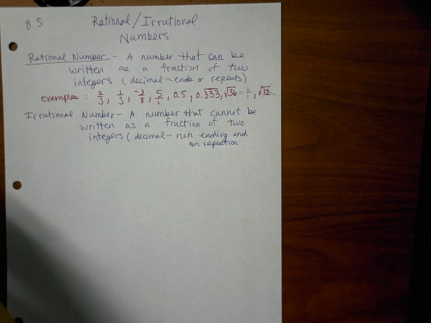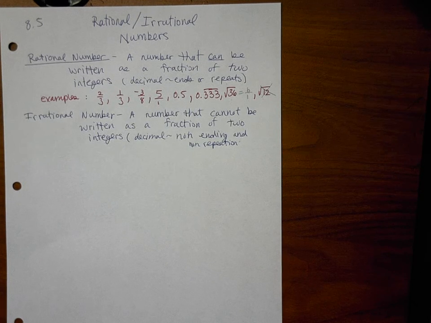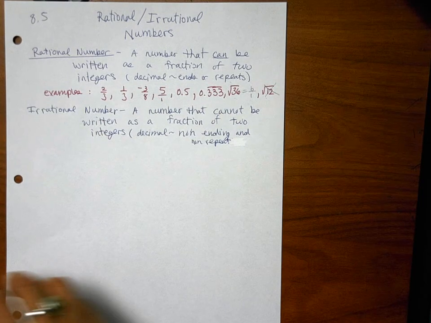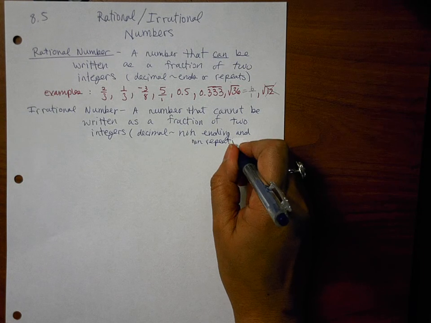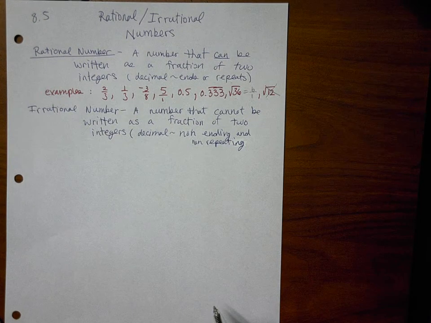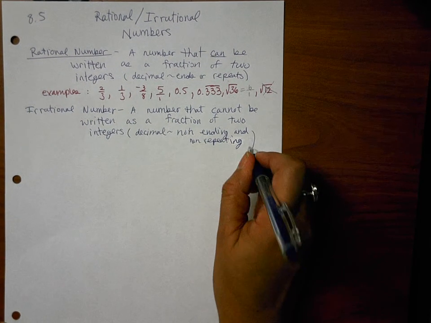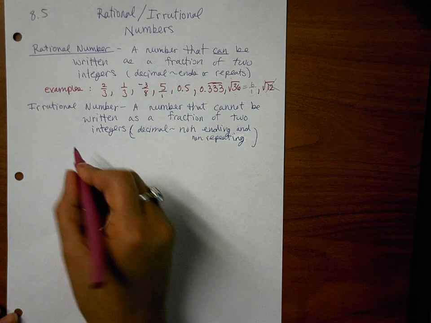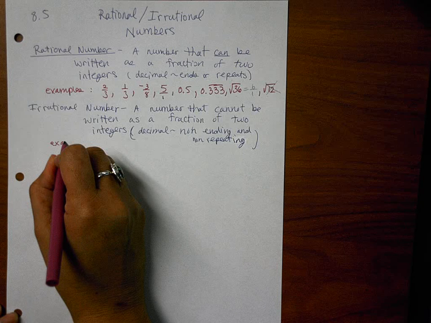So think of a number like pi. I'm sure you've learned back in the day that pi goes on forever and ever and ever, never ends, never repeats. Okay, so that would be an example of an irrational number. So let's write that down. Examples.